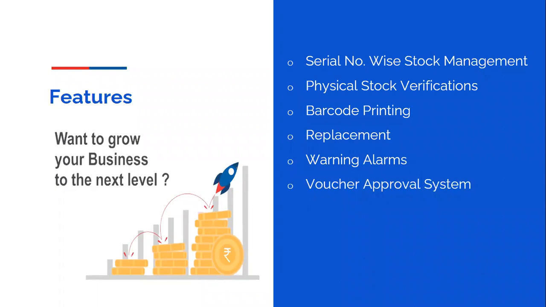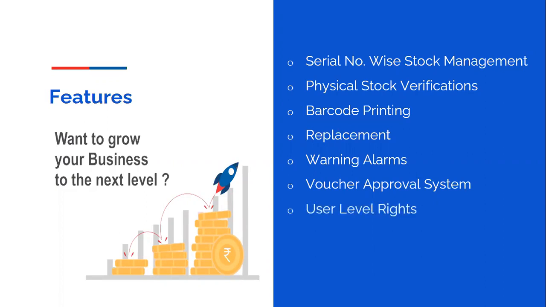The next feature you can use is the voucher approval system. You can configure the approval system in the software, so that without your approval, masters and transactions cannot be created and printed. If you configure this feature, your sub user cannot create the transaction, cannot post the transaction, and cannot print the transaction. So this feature you can use for approval.